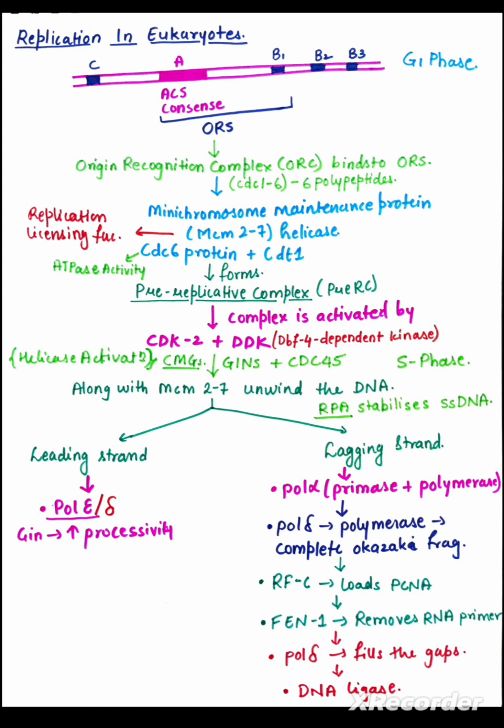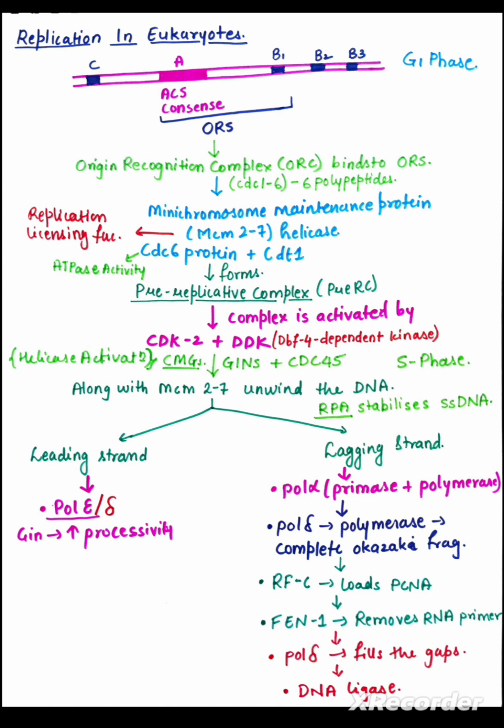Now previously it was thought that polymerase epsilon carries out polymerization of leading strand, but recent studies show that polymerase delta carries out polymerization of both the strands, lagging and leading strand. To increase the processivity, GINS, although I have written it as gene, it's GINS, it increases the processivity of this polymerase.